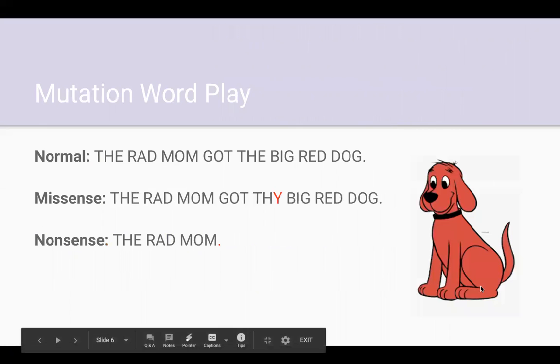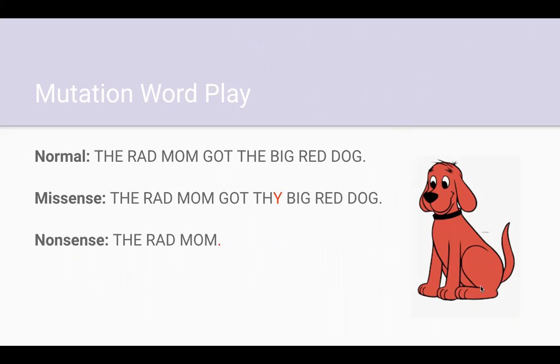different proteins. Relating this back to our sentences, a nonsense mutation would look like "the rad mom." The early stop causes the sentence to have a completely different meaning that makes no sense in terms of what the actual sentence was supposed to mean.